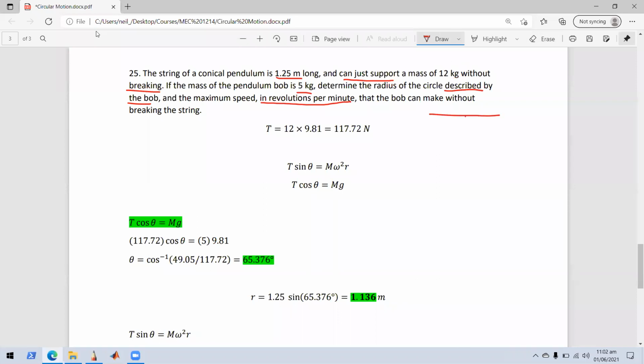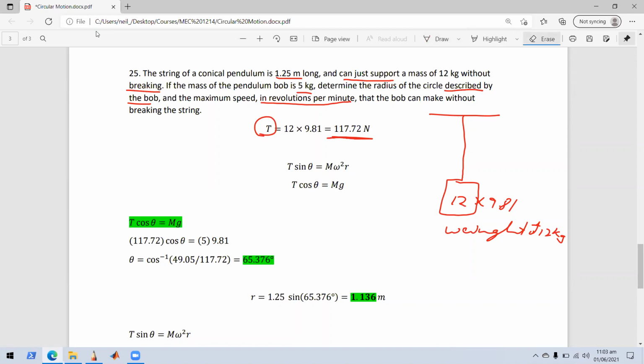So here, the string, 12 kg, right? If you put more than 12 kg on this thing, it's going to break. So therefore, the maximum tension it can hold is 12 times 9.81, or the weight of 12 kg. So max tension T is equal to 12 times 9.81, which is equal to 117.72 newtons.